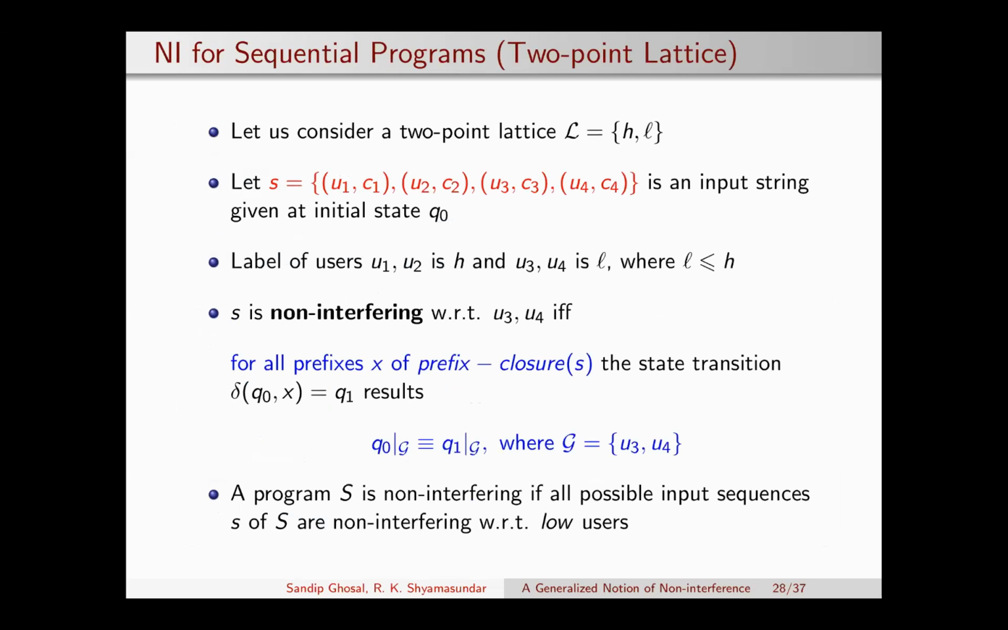Next, we define the non-interference for a sequential program with respect to a two-point lattice. Consider an input sequence S as shown here. Let users U1, U2 be labeled as high, and U3, U4 be labeled as low. Then S is non-interfering if for all prefixes X of the prefix closure of S, the state transition results in indistinguishable observation for the low users U3 and U4.